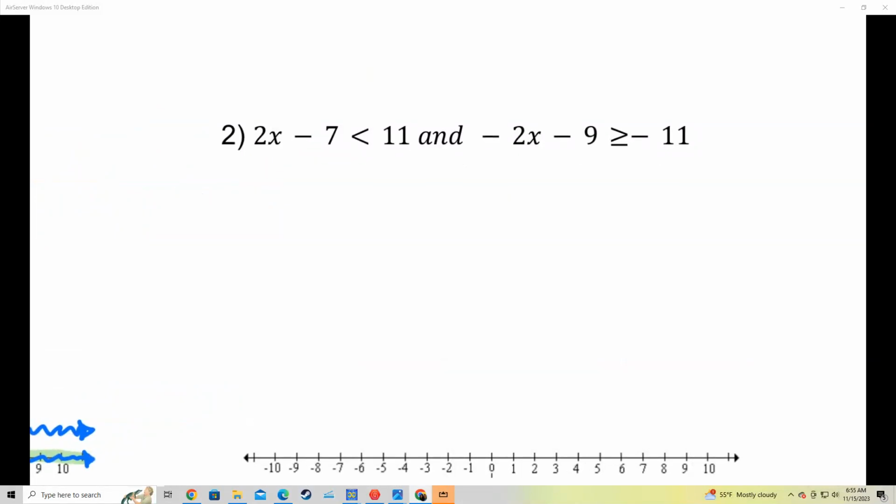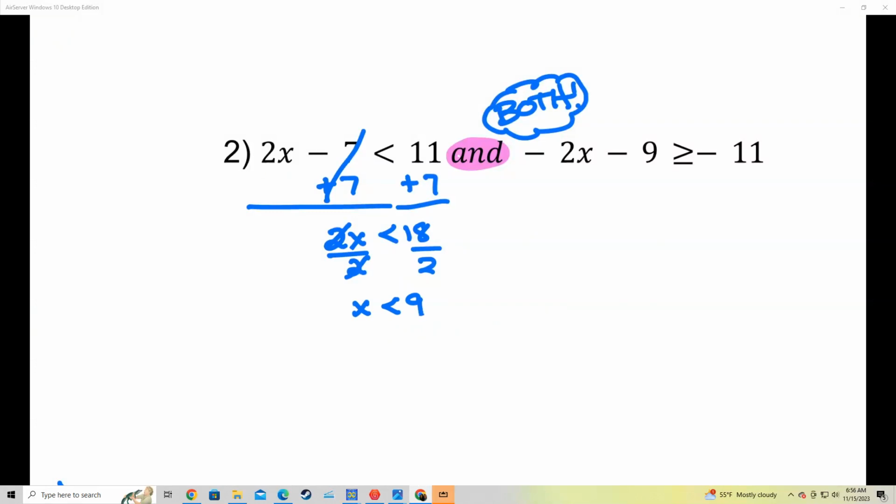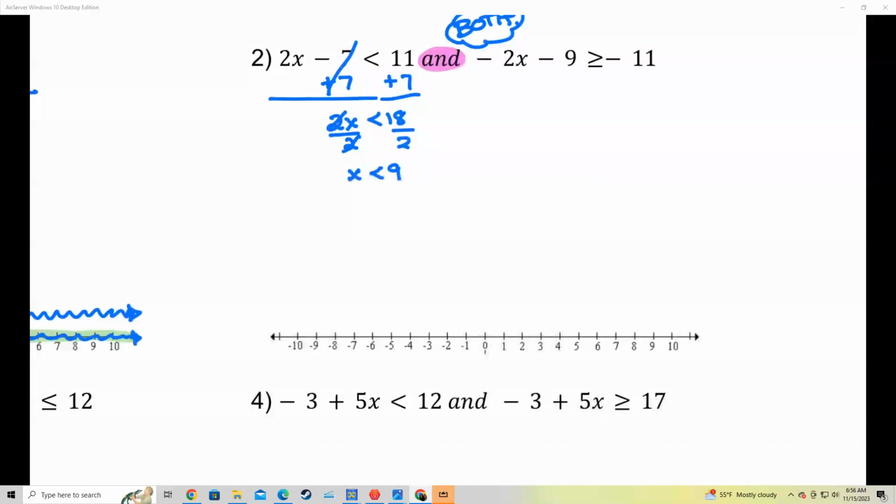I got 2x minus 7 is less than 11, and negative 2x minus 9 is greater than or equal to negative 11. Again, we're using that word and. And means it needs to work for both in order for you to consider it part of your answer. I don't know how to graph 2x minus 7 is less than 11, so I'm going to go ahead and add 7 to both sides. 2x is less than 18. Divide both sides by 2. I get x is less than 9. So x is less than 9.